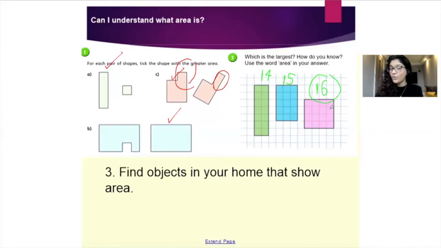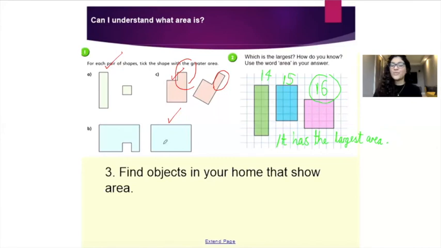And how do you know? Remember to use the word area in your answer. I would say that pink area is the largest because it has the largest area. There you go. That's all you have to do. You just have to make sure that you include the word area in your answer.